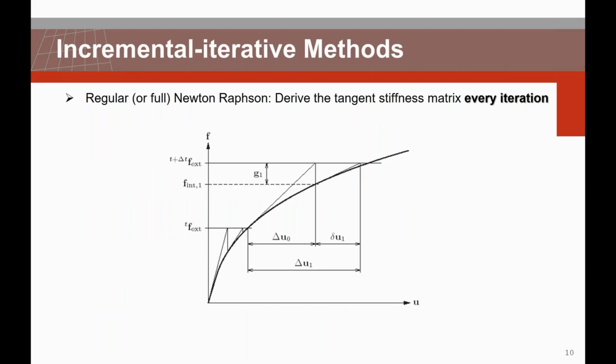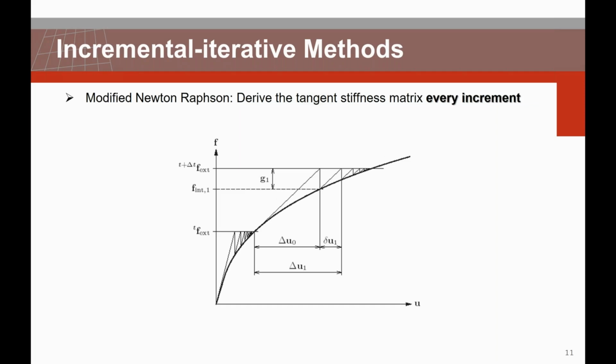In Diana, we have a couple of methods available, such as regular or full Newton-Raphson, where the tangent stiffness matrix is derived for every iteration. We have the modified Newton-Raphson, which differs by the fact that the tangent stiffness matrix is derived for every increment and not per iteration.